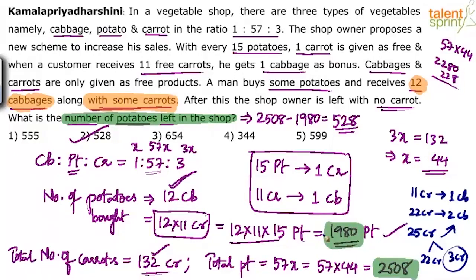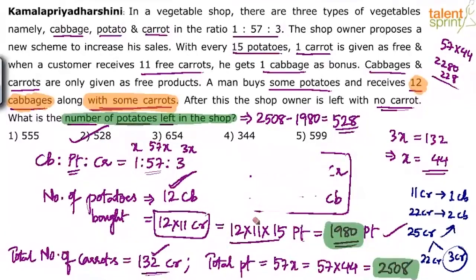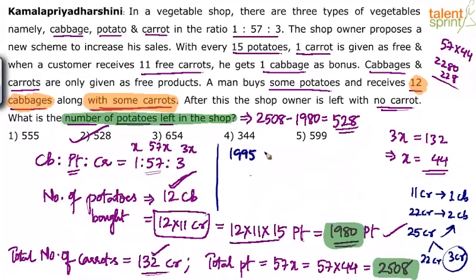Instead of 1980, let us assume the person has bought 1995 potatoes. What happens in that case? I am running out of space here, so it's a little difficult, but I think I can clear some of these parts. Now that we have understood the solution, let us just clear these parts. I need some space to explain you with an example.